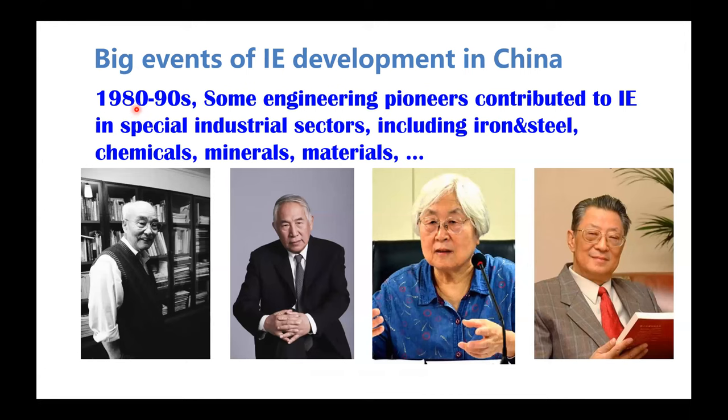So this is the first. And also in the early 1980s, there were some engineering pioneers who contributed a lot in special industrial sectors. For example, iron and steel, this is Professor Lu Zhongwu. He Mingwang will introduce more about Professor Lu. And this is Jin Yong from Tsinghua University, who focused on chemical engineering. And this is Zhang Yi from the Chinese Academy of Science, mainly focused on marine engineering. And this is Duo Tianyong from Beijing University of Technology, mainly in material engineering. So all these contributed from the industrial sector perspective.